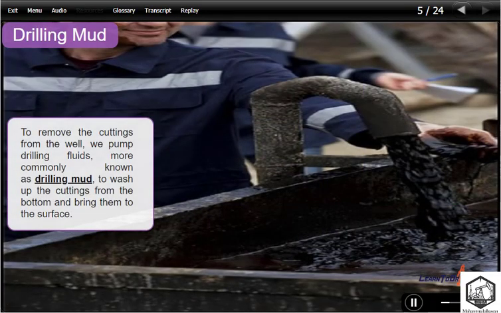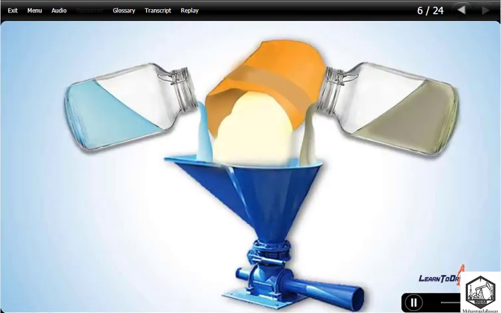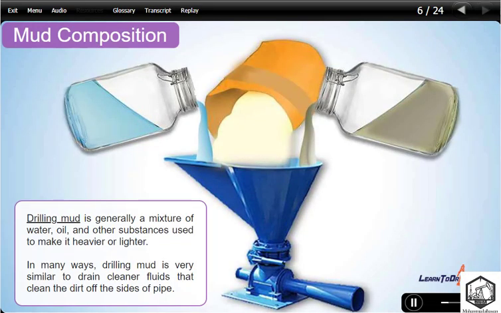To remove the cuttings from the well, we pump drilling fluids, more commonly known as drilling mud, to wash up the cuttings from the bottom and bring them to the surface. Drilling mud is generally a mixture of water, oil, and other substances used to make it heavier or lighter. In many ways, drilling mud is very similar to drain cleaner fluids that clean the dirt off the sides of the pipe.